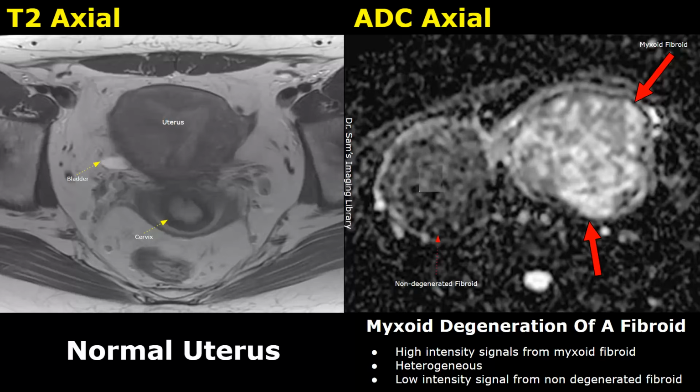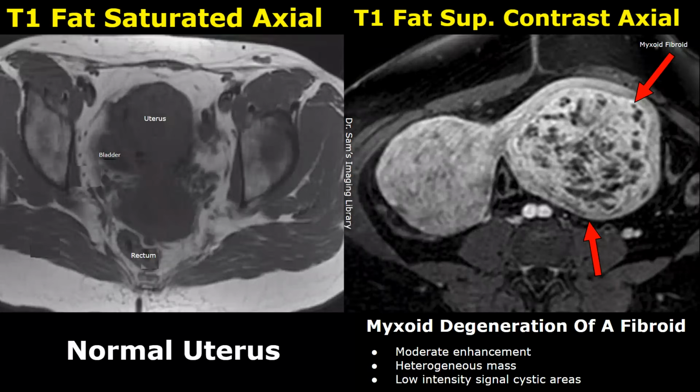This is a T1 fat suppressed contrast sequence. The degenerated fibroid has heterogeneous enhancement, whereas the homogeneous enhancement is seen in a non-degenerated fibroid. These low intensity signals are from cystic areas.